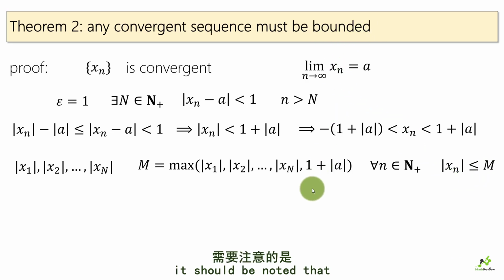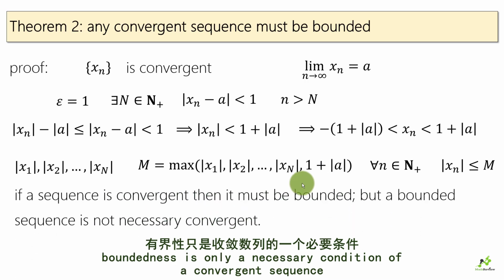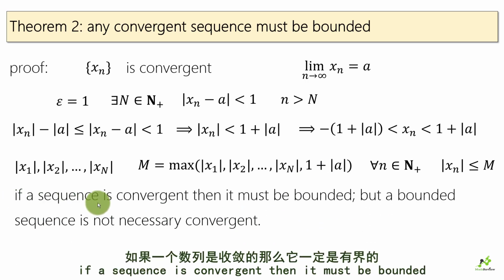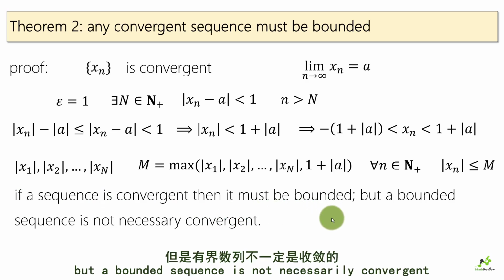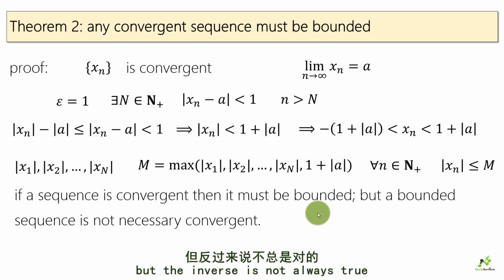It should be noted that boundedness is only a necessary condition of a convergent sequence. In other words, if a sequence is convergent, then it must be bounded. But a bounded sequence is not necessarily convergent. All convergent sequences are automatically bounded, but the inverse is not always true.